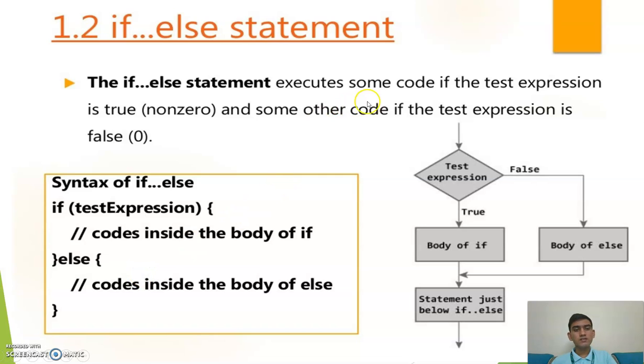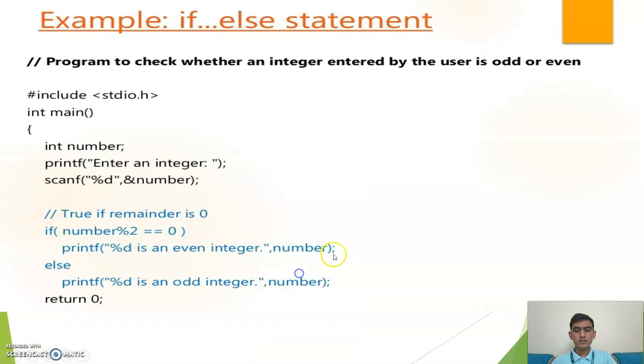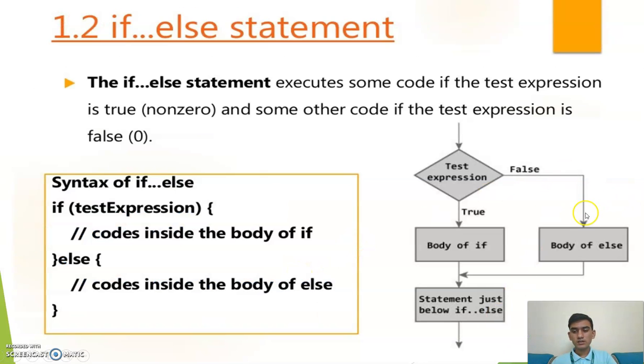Okay, so the if else statement executes some code if the test expression is true and some other code if the test expression is false. So this is the condition. If this is true, it will execute the code inside the body, and if it is false, the else code will be executed. This is the flow chart.